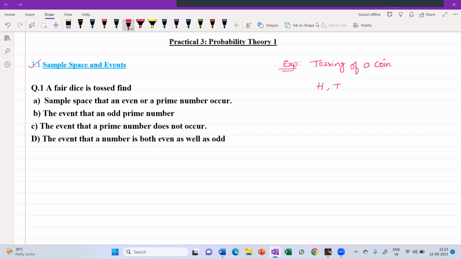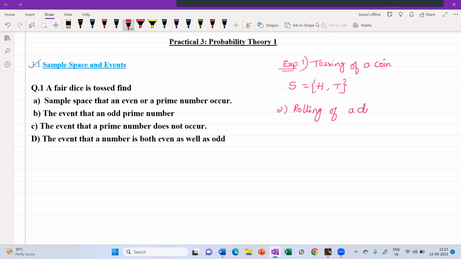Is there any other possibility other than this? No, because a coin has only two sides. So either heads will turn up or tails will turn up. We take these into a collection, and when we consider all the possible outcomes, that is nothing but your sample space. Sample space is a set of all possible outcomes. Let us take one more example: rolling of a dice.